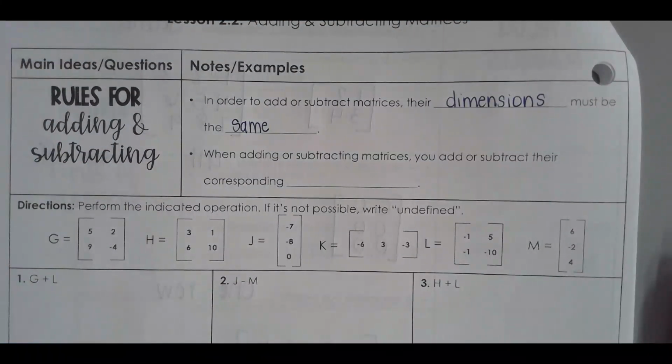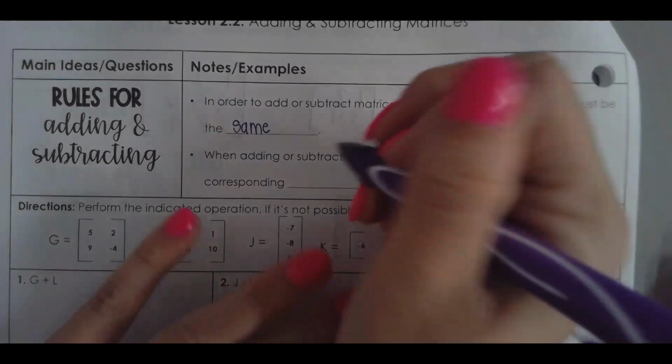So you can add a 2 by 3 matrix to a 2 by 3 matrix. You cannot add a 2 by 3 to a 3 by 2. They have to be the same dimensions. Okay. When adding or subtracting matrices, all you do is add or subtract their corresponding elements.